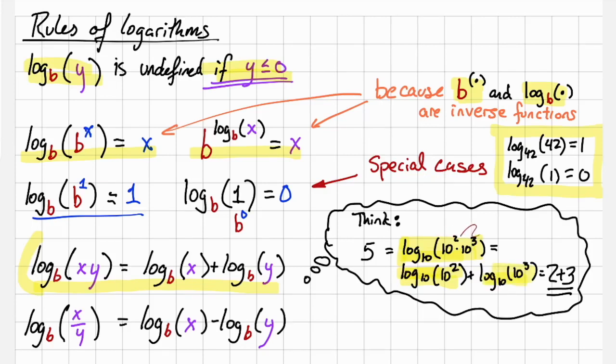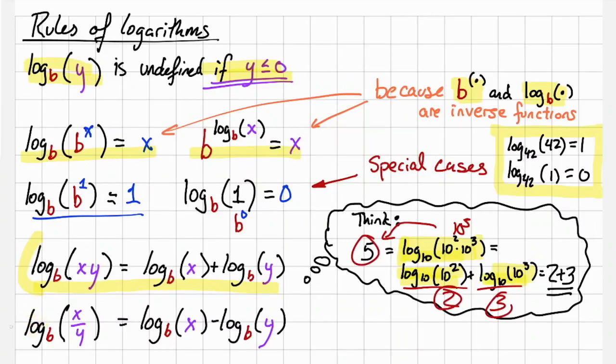Hey wait, this first one is log base 10 of 10 to the 5th, and what power of 10 gives 10 to the 5th? 5. Similarly, log base 10 of 10 squared is 2, log base 10 of 10 cubed is equal to 3. Hey wait, this 5 is equal to 2 plus 3. That makes a lot of sense.